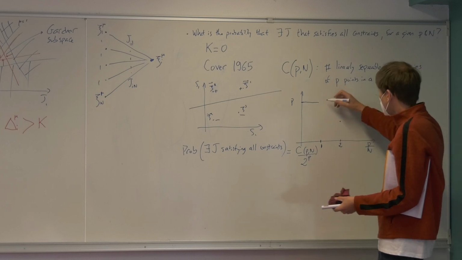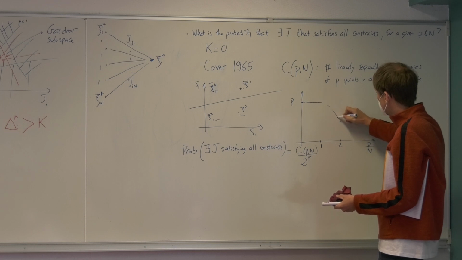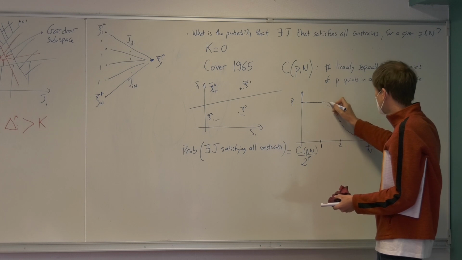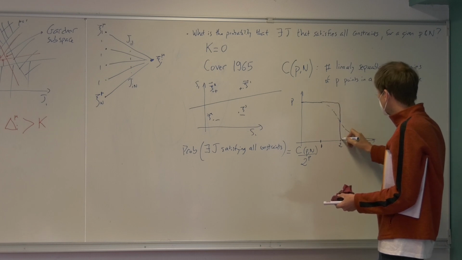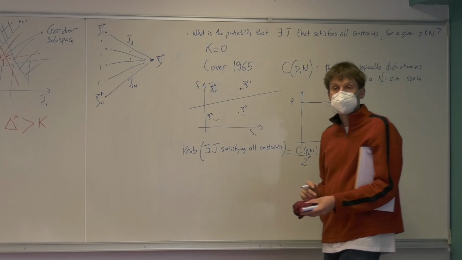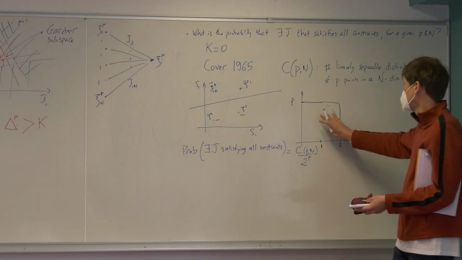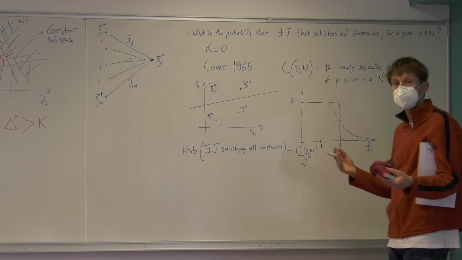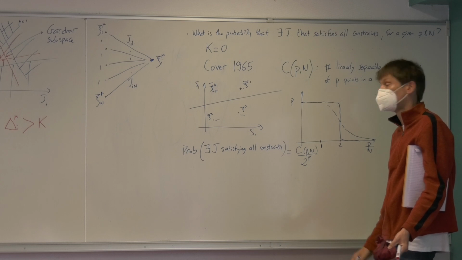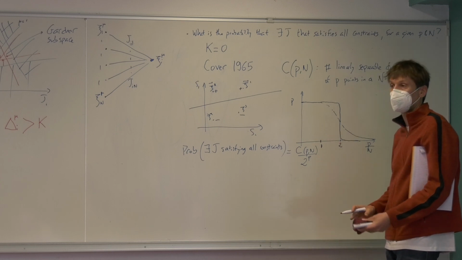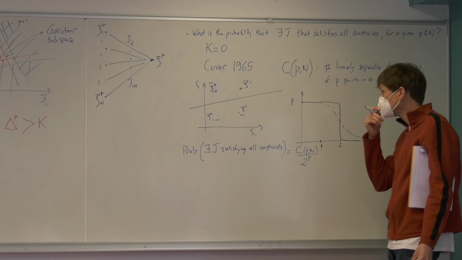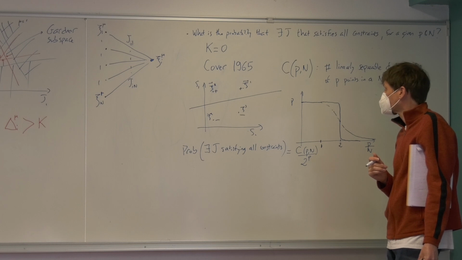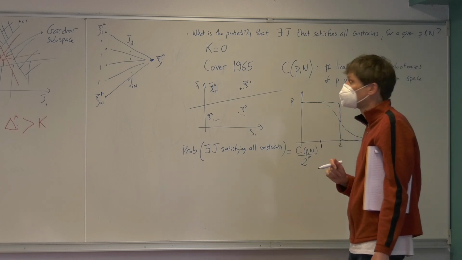And then depending on n, so for small n, this will go down like this, but as n goes to infinity, this converges to a step function. Okay. So basically in the large n limit, there is a probability 1 of finding a weight vector that will solve the learning problem. If p is larger than 2 times n, then the probability goes to 0. Okay. So that was the first step.